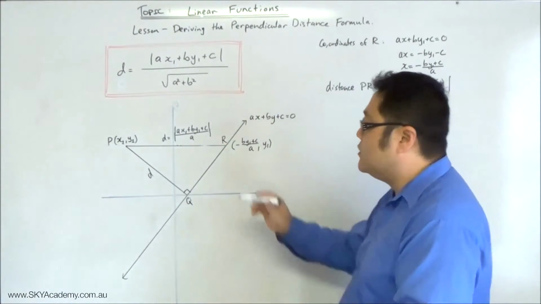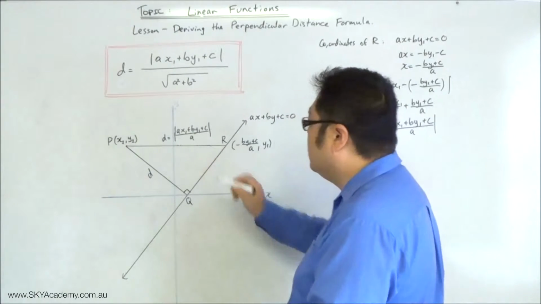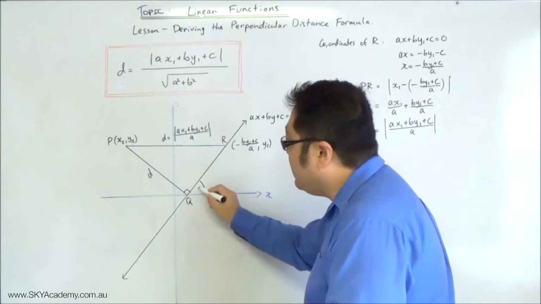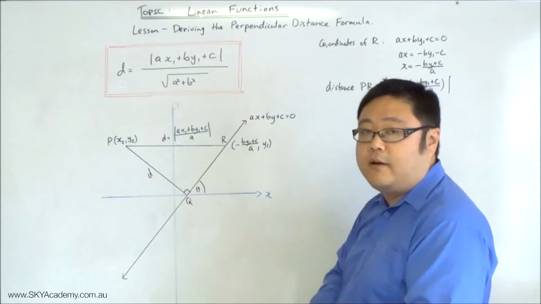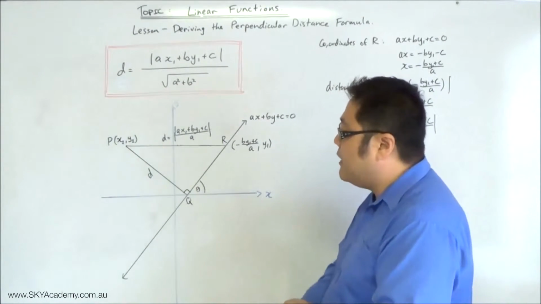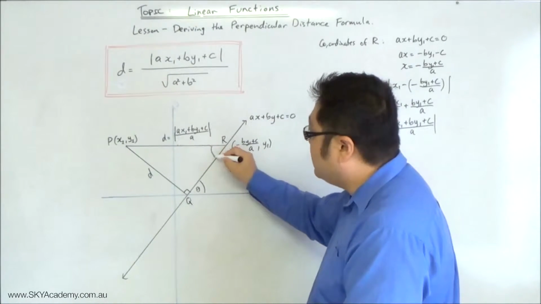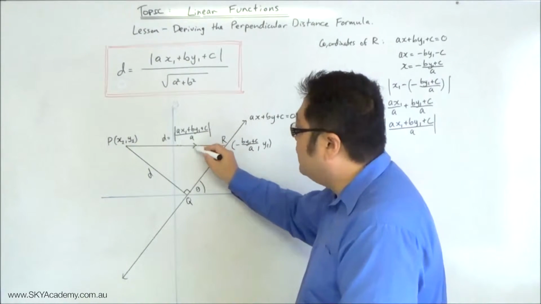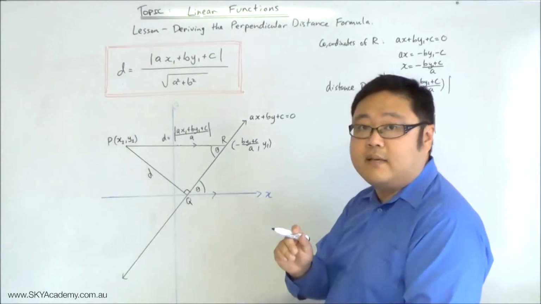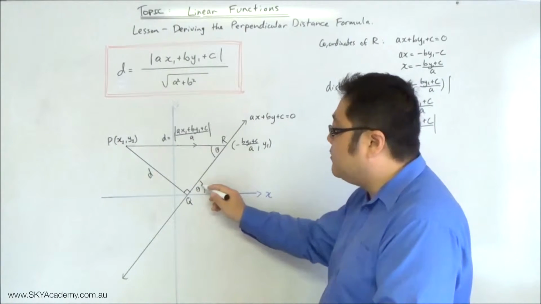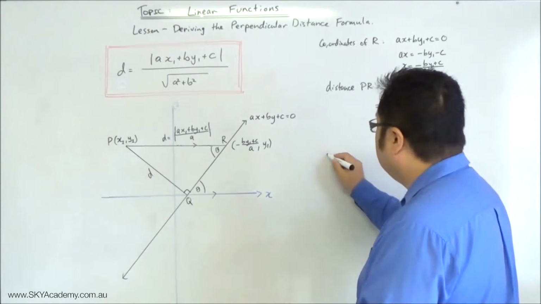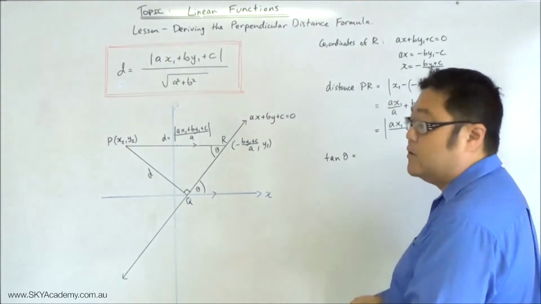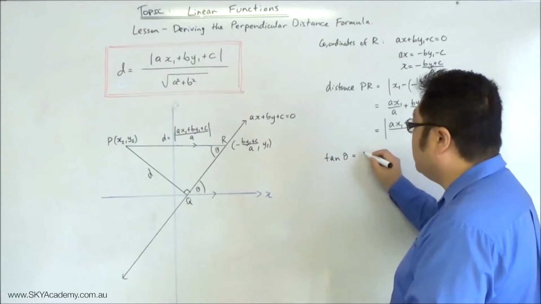Now the other thing that I want to do is talk about this angle here. That angle there is theta, right? Not only is that angle there theta, but if that angle there is theta, that angle there will also be theta, because you've got alternate angles on parallel lines. Does that make sense? Good. Now the tan of that angle there will be equal to the gradient of the straight line.